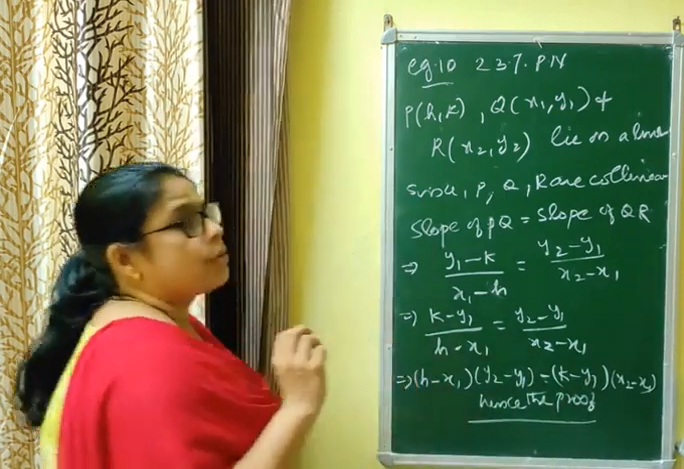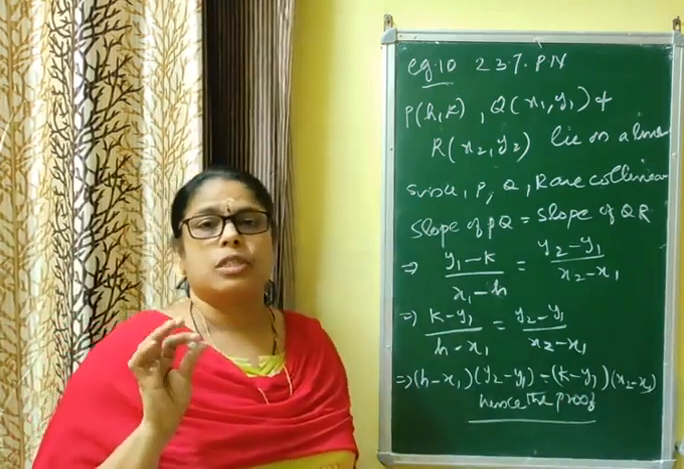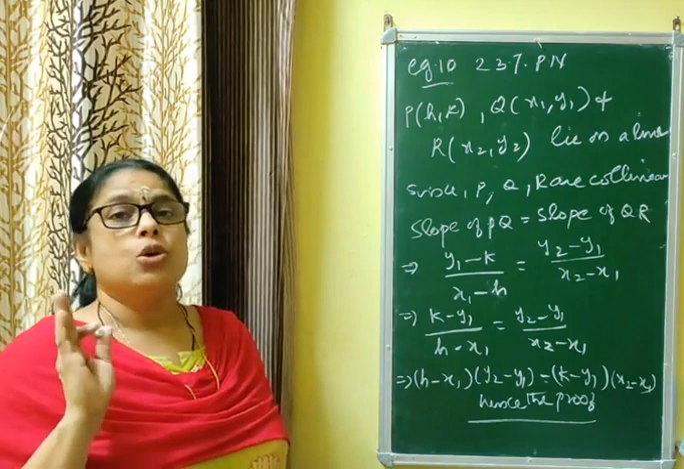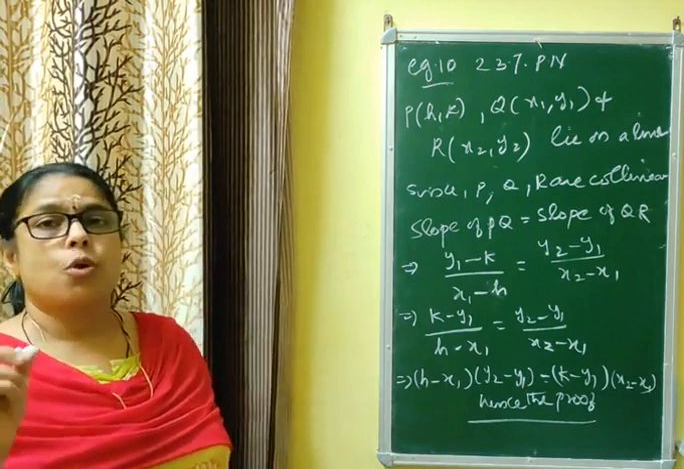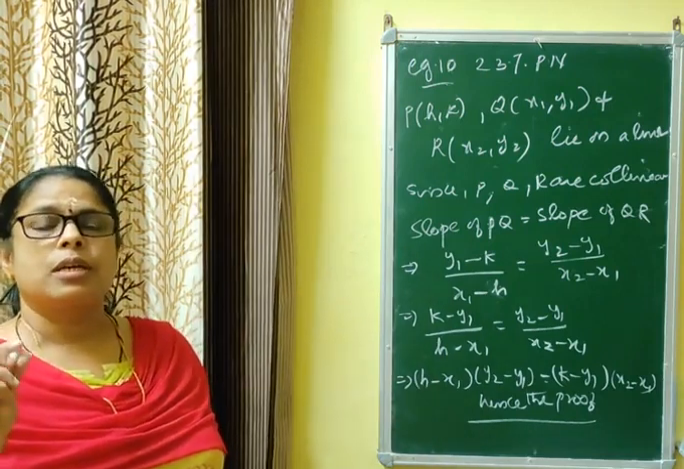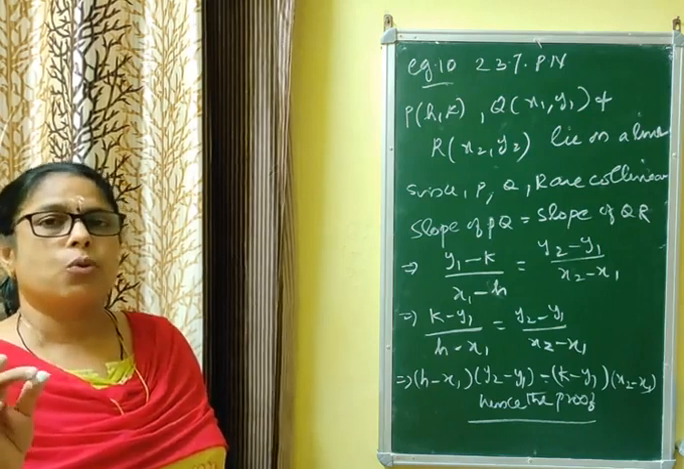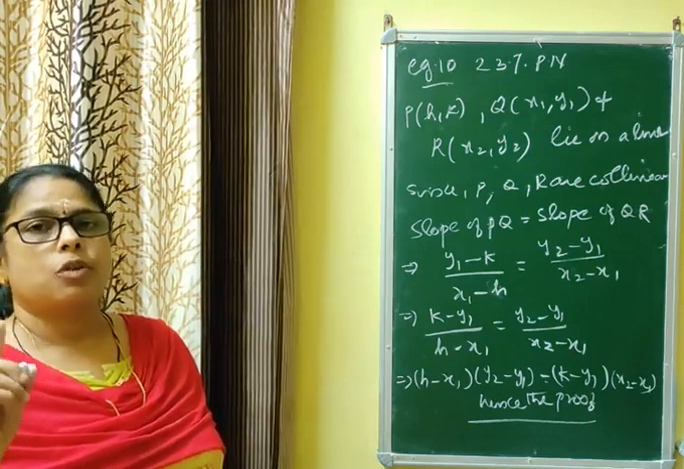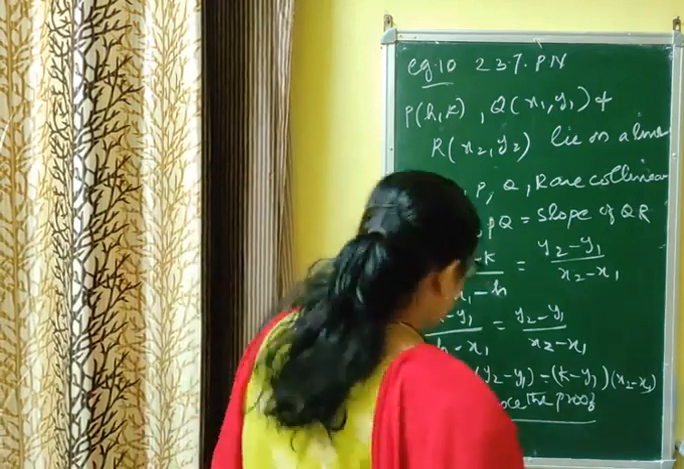That means whenever you are given parallel lines or collinear lines in the question, you have to use the concept that slopes are equal. Whenever you are given a question in which lines are perpendicular, you have to use the concept that the product of the slopes is equal to -1. This is the second question.